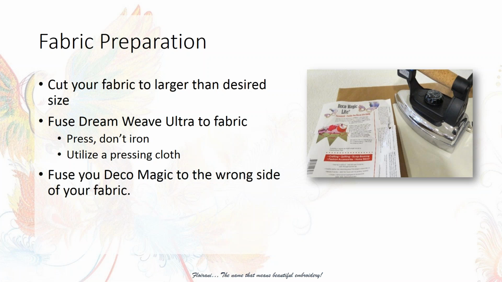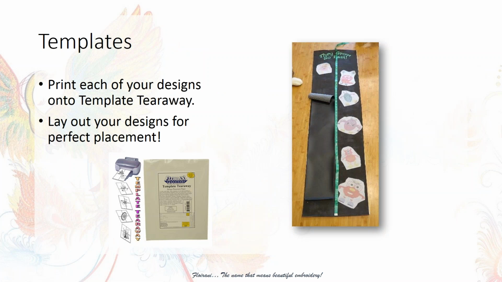Once I have my Dreamweave on my fabric, then I fuse my fabric directly to my Deco Magic. So Deco Magic has, and you can't tell what it is from the picture here, an adhesive on there, a fusible adhesive. And so I went ahead and I fused my fabric directly to the Deco Magic and did my embroidery all the way through there. Works beautifully. You're going to love it. Okay, so I've got my Deco Magic on my fabric.